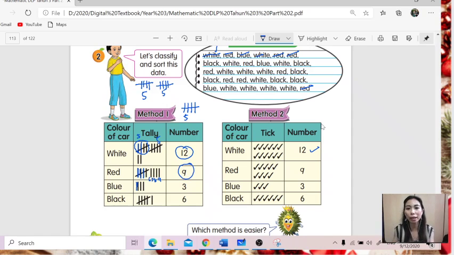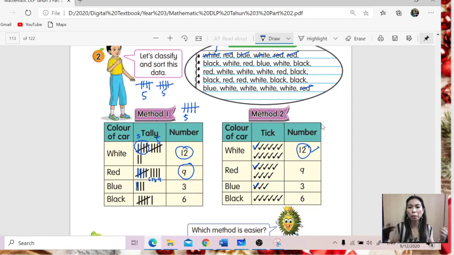So the second method is the stick method. It means you just stick. Okay, white, from here you just stick it. And then red, you just stick red. And then blue, you just stick blue. And then you need to count it: 1, 2, 3, 4, 5, 6, 7, 8, 9, 10, 11, 12. Okay, so you will get the same answer, just that the methods are different.